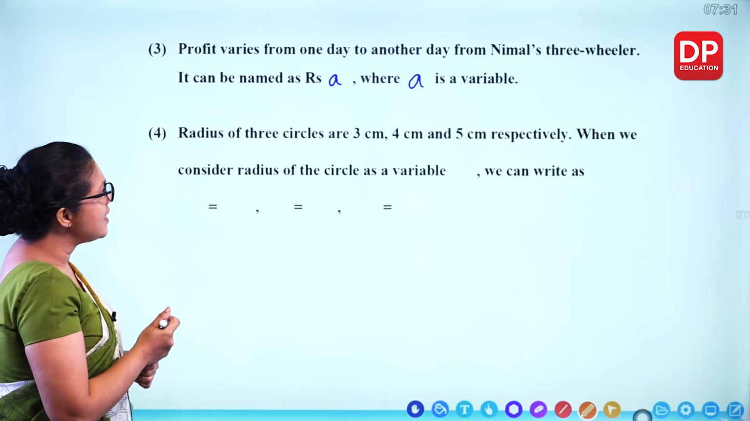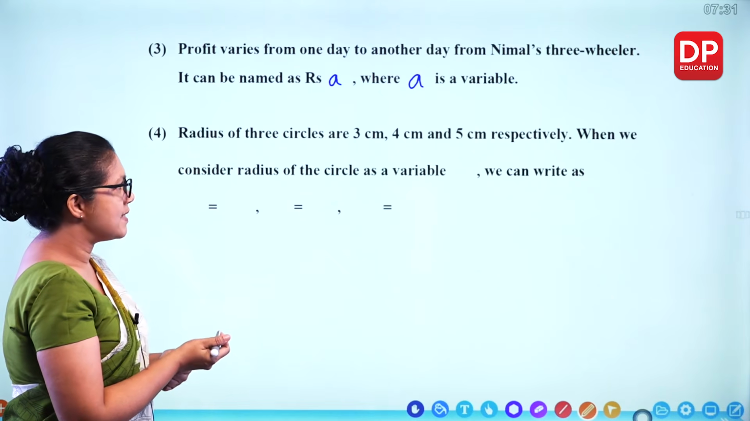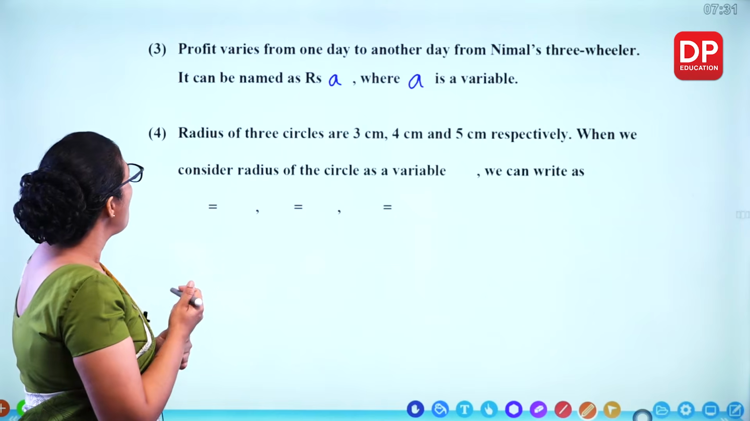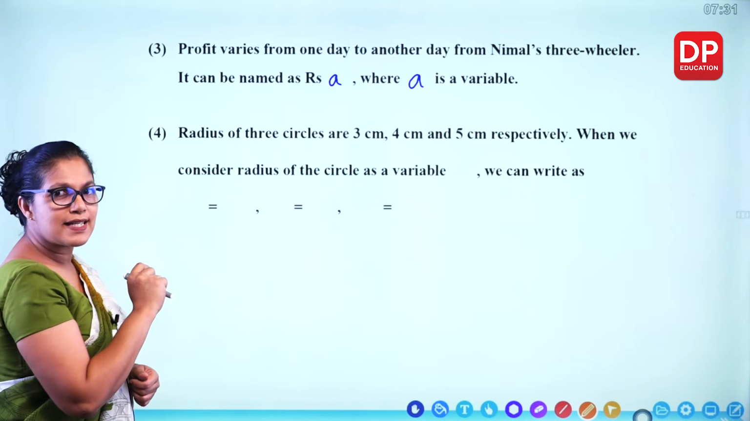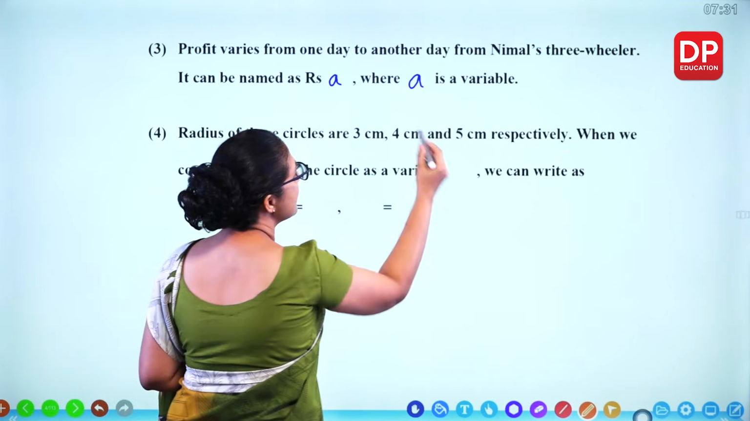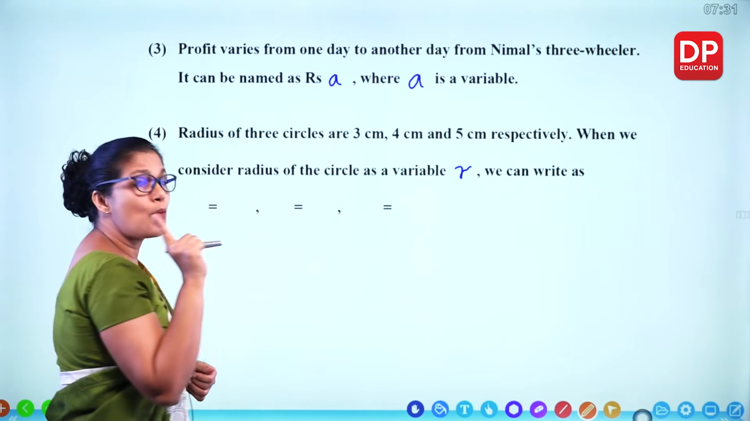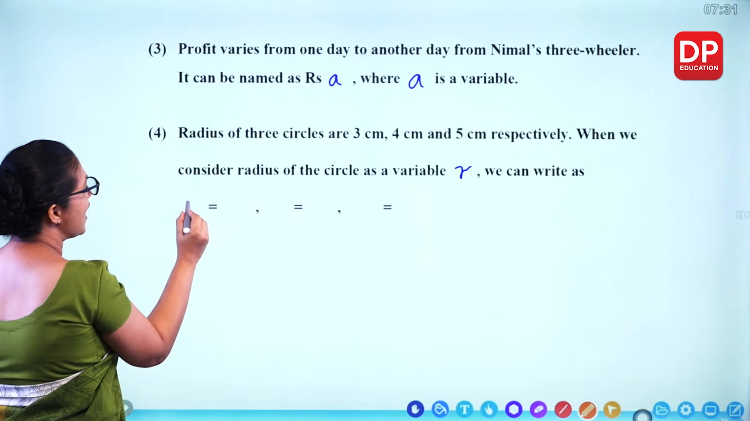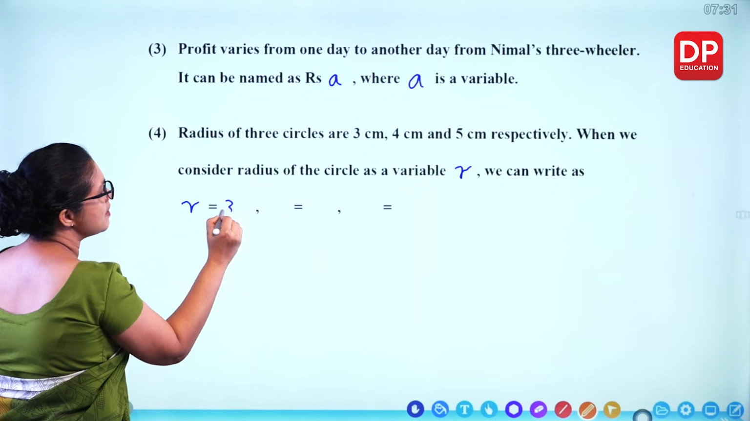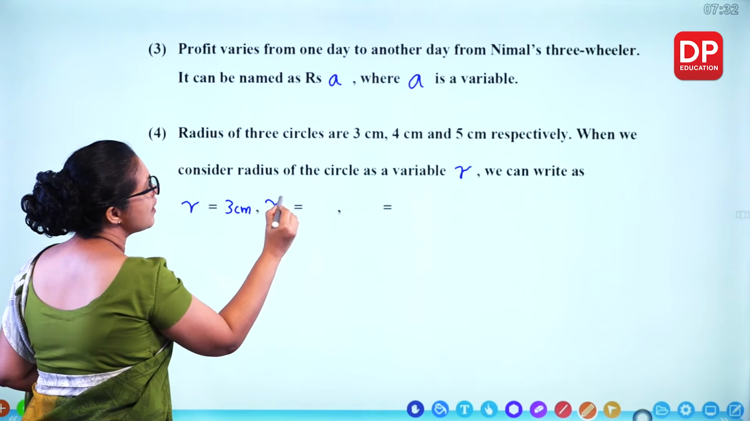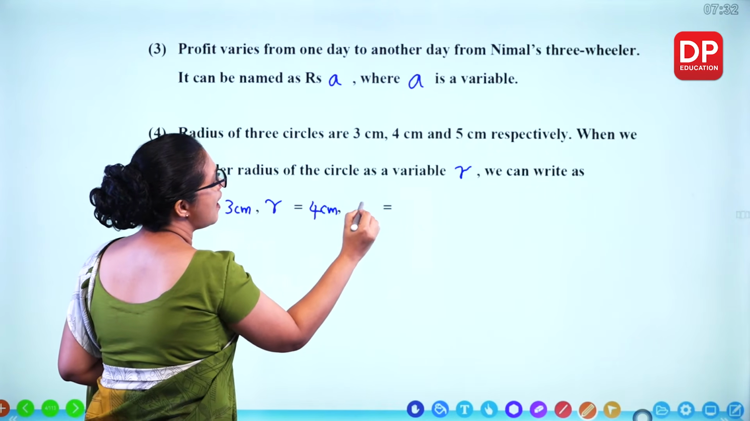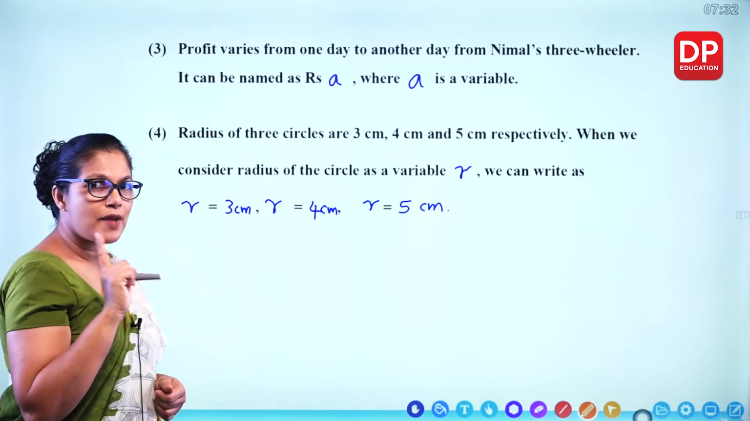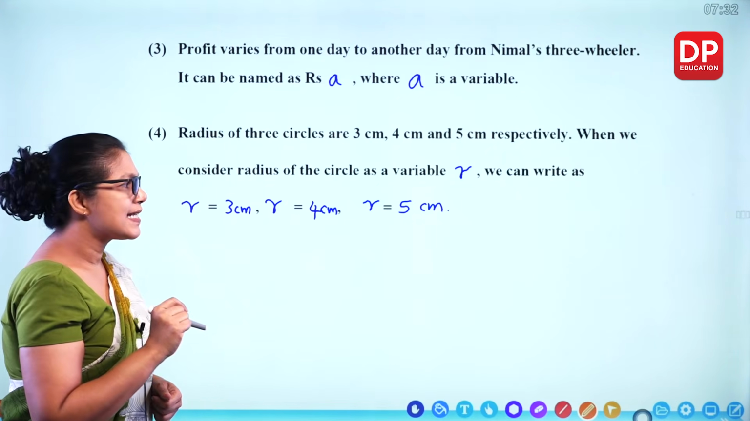This one, the radii of 3 circles are 3 centimeters, 4 centimeters and 5 centimeters respectively. When we consider the radius of the circle, we can take it as r. That's a variable. We can use a letter. So what's the r value? We can write r equals 3 centimeters, r equals 4 centimeters and r equals 5 centimeters. So what's the variable there? r, the radius of the circle.